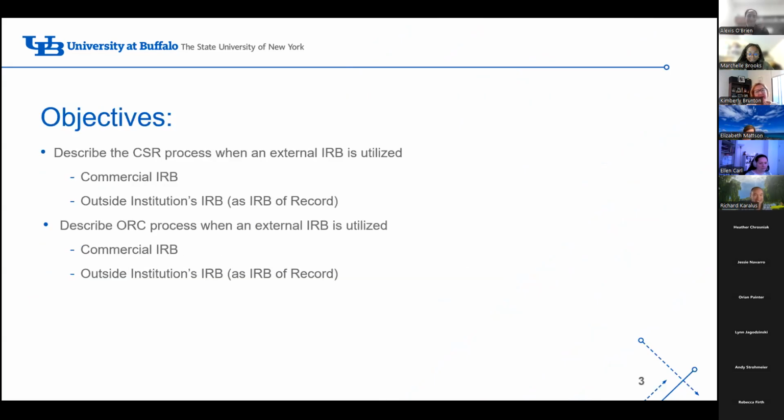So we're going to look at basically what happens during the CSR process when you identify that you are going to be using an external IRB, both from the commercial side, so if you're using things like WCG, Advera, Sterling, those types of commercials, or an outside institute. Especially if you've got an NIH study, what happens as far as single IRB when they're looking at that? And again, the ORC process as well when that external.